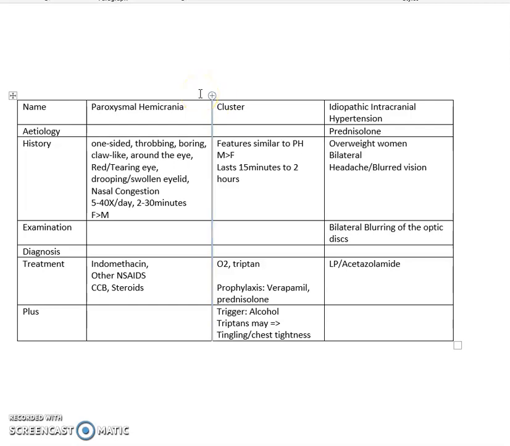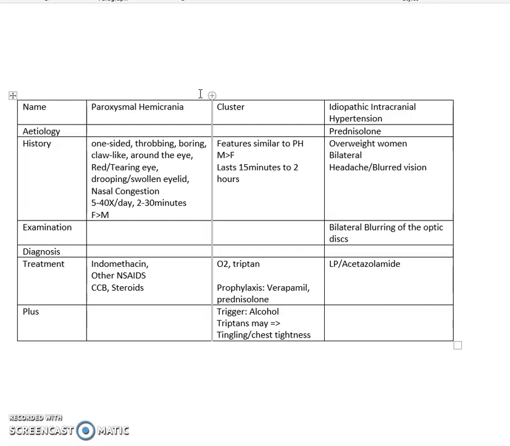Now, tension headache is usually another common presentation, one of the commonest forms of headaches. It is usually precipitated by stress, tiredness, or dehydration.